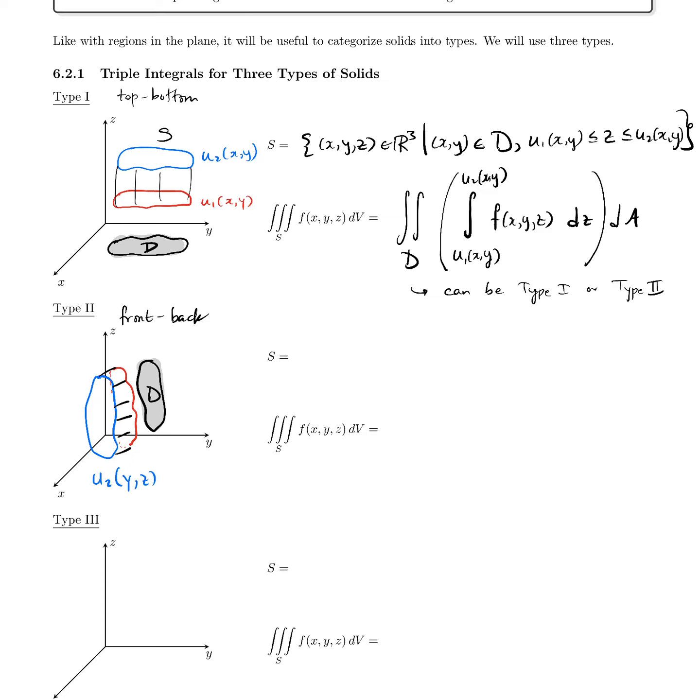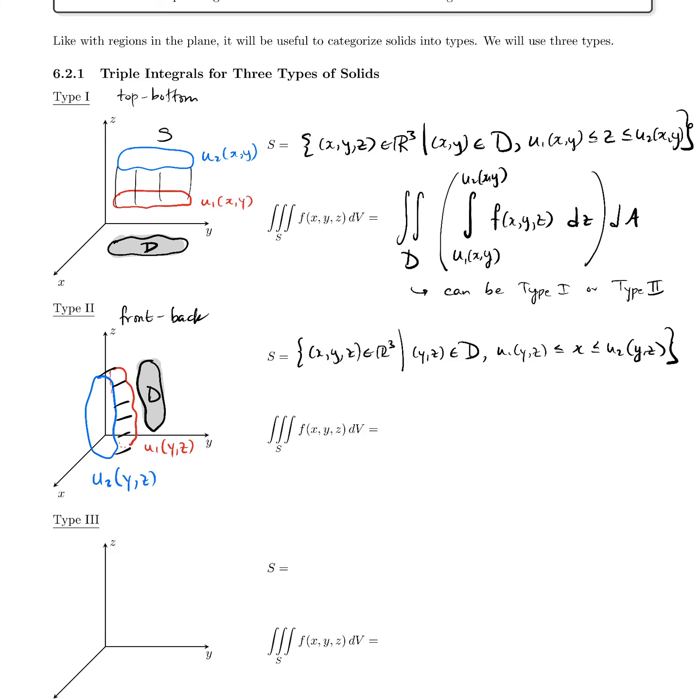So u2 of y,z will be our front bound, and u1 of y,z will be our back bound. And so the solid S is going to be described in a very similar way: all the x, y, and z in R3 such that now it's going to be all y,z that are in this region D, and u1 of y,z is less than or equal to x is less than or equal to u2 of y,z.